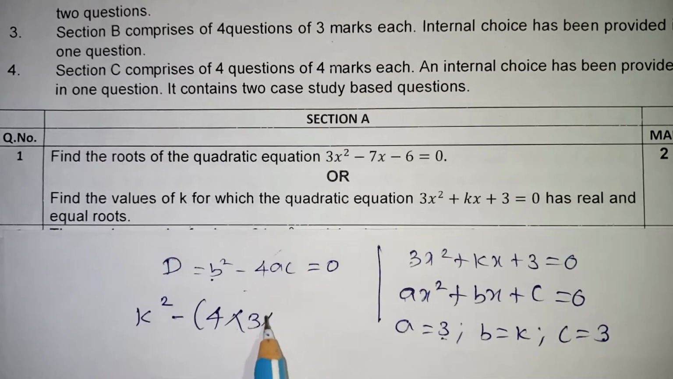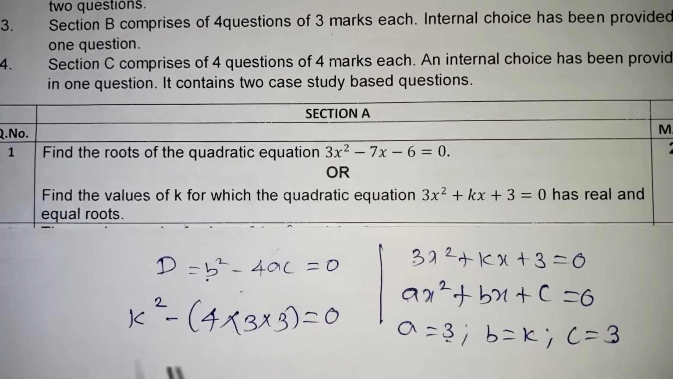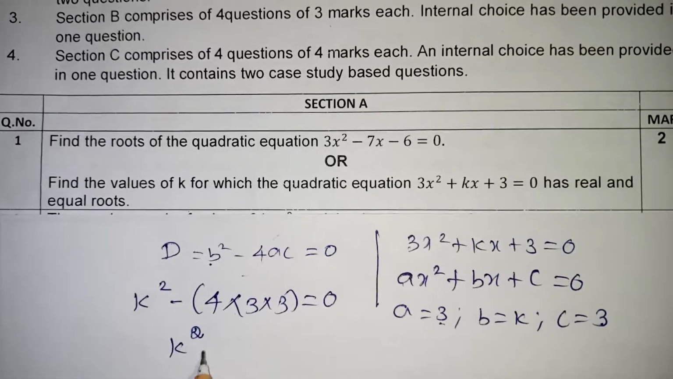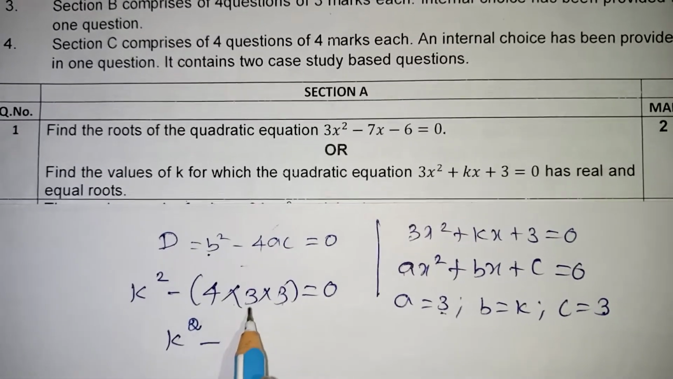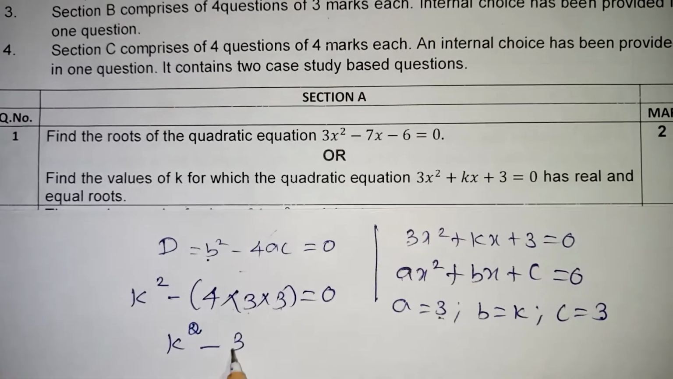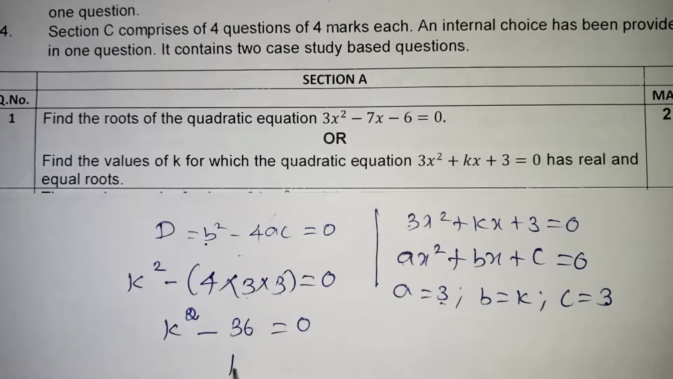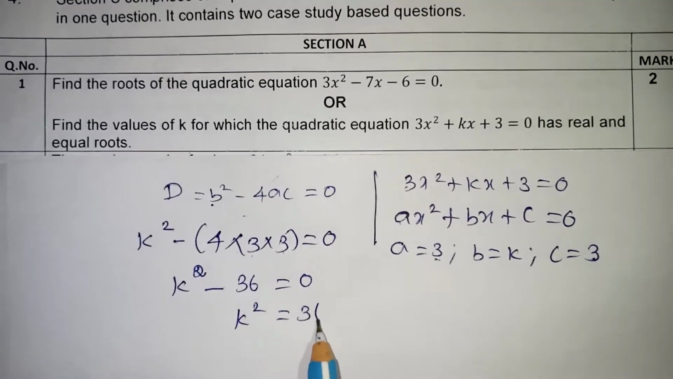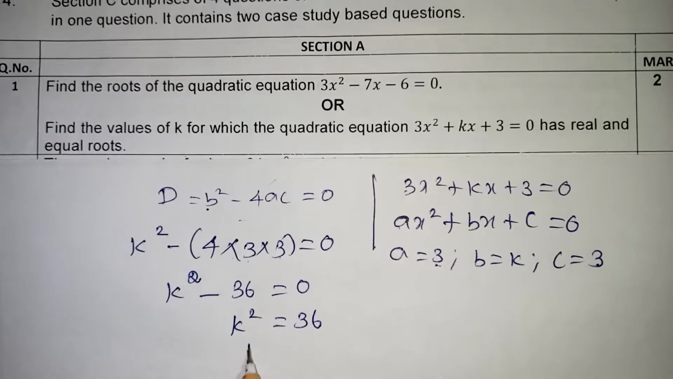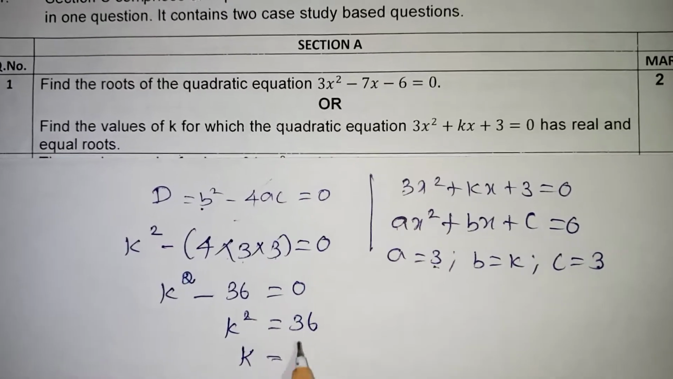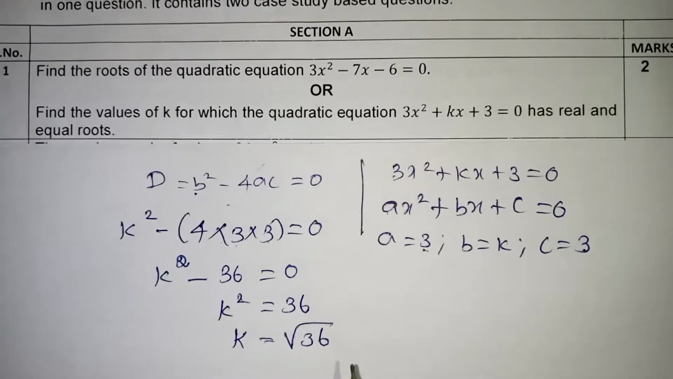So 3 into 3, which is equal to 0. So k squared minus, 3 3s are 9, 9 4s are 36, equal to 0. So 36 you can take to the other side. It will become plus 36. Now k is equal to the square. If we take it to the other side, it will become a square root.